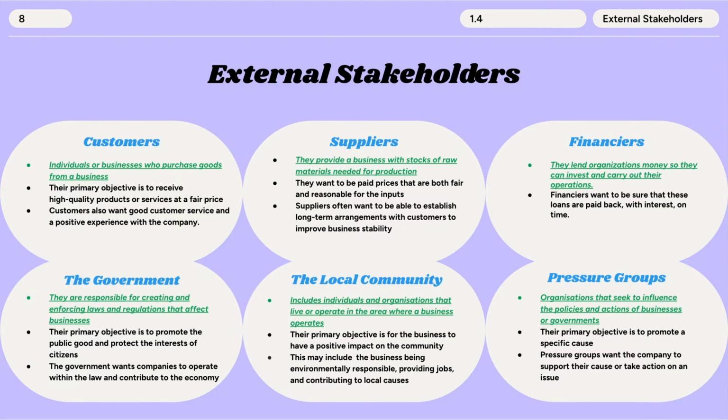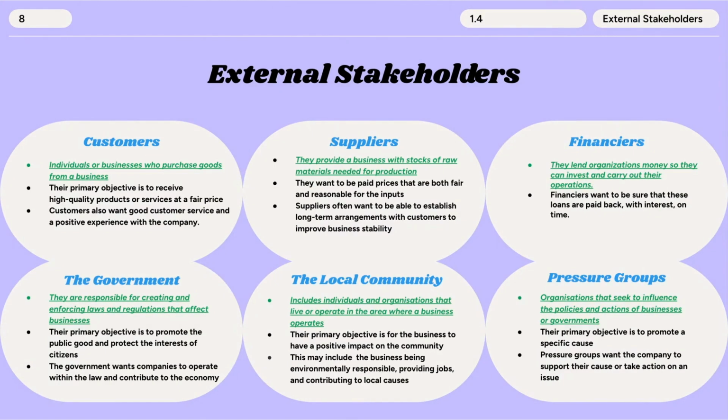And finally, the pressure groups. Pressure groups are organizations that seek to influence the policies and actions of businesses or governments, and their primary objective is to promote a specific cause. For example, they could talk about climate change, and they could force businesses to be more responsible about the specific issue of climate change. They want the businesses to support their cause or take action on an issue, for example, climate change.